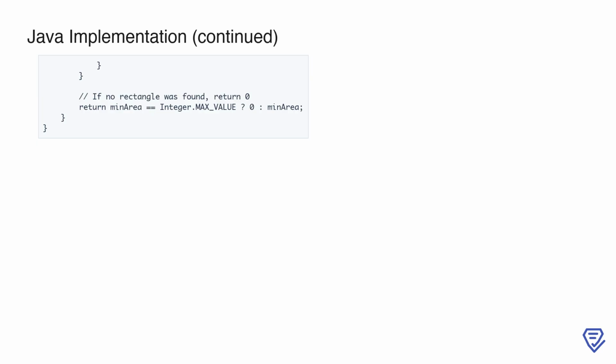Finally, we handle the case where no rectangle could be formed. If minArea remains unchanged at Integer.MAX_VALUE, it means no valid rectangles were found, and we return 0. Otherwise, we return the value of minArea as the result. This concludes the implementation, ensuring an efficient solution to the problem using hashing and nested iteration.